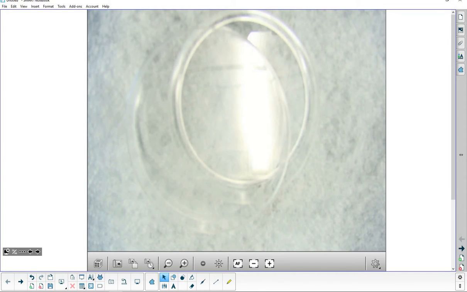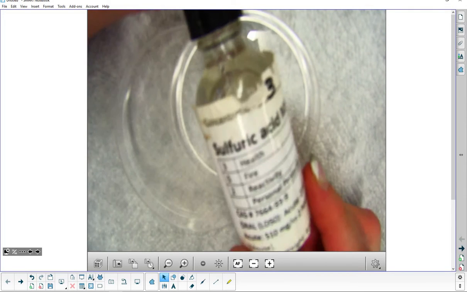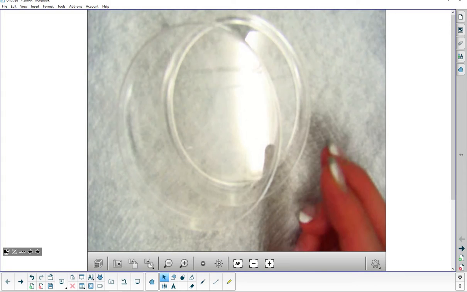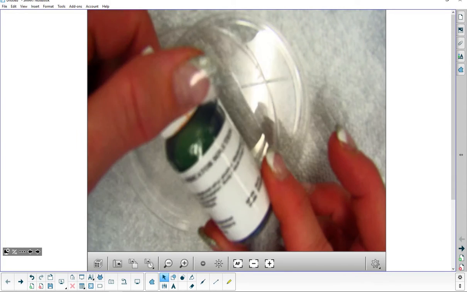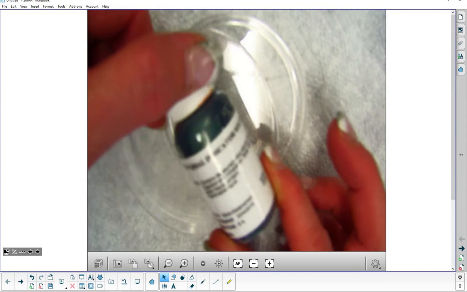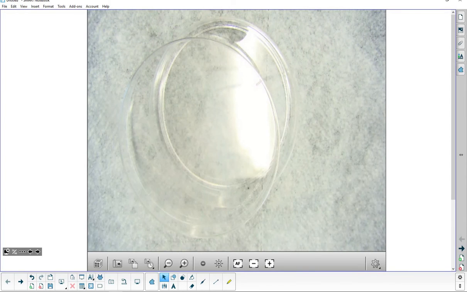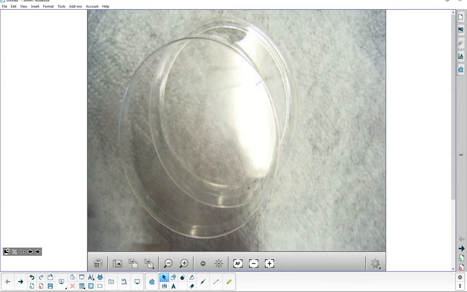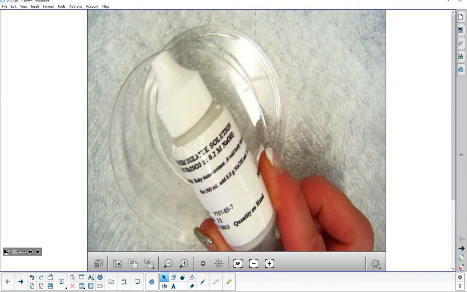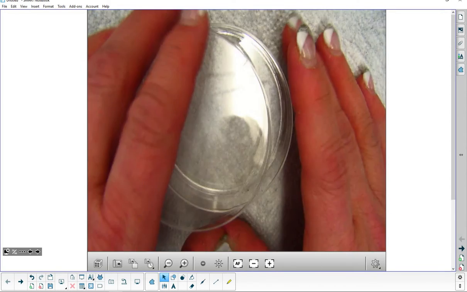And in the Petri dish, you're going to be using your sulfuric acid, okay, H2SO4. We're going to be using universal indicator. They'll change different colors and different things. And we're going to use sodium bisulfite. Okay, so I've got a Petri dish.